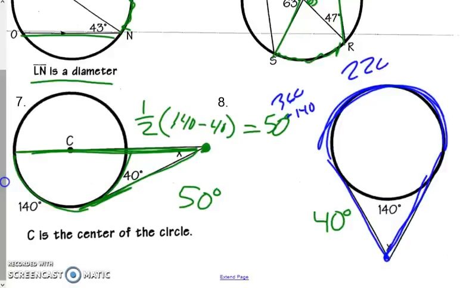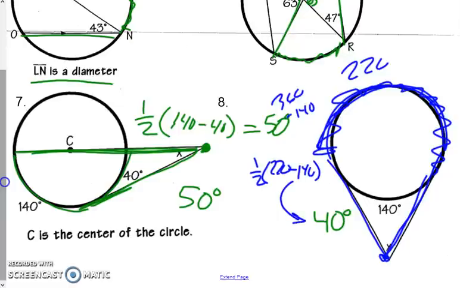So it has to be 220, that arc. And then since we're dealing with an angle that's outside our circle, we're going to take 1/2 the difference. So 1/2 of 220 minus 140, and we're going to get 40 degrees. One thing I want you to note that you may have noticed is true: in this specific situation, this angle and the closer intercepted arc are always going to be supplementary. They're going to add up to 180.